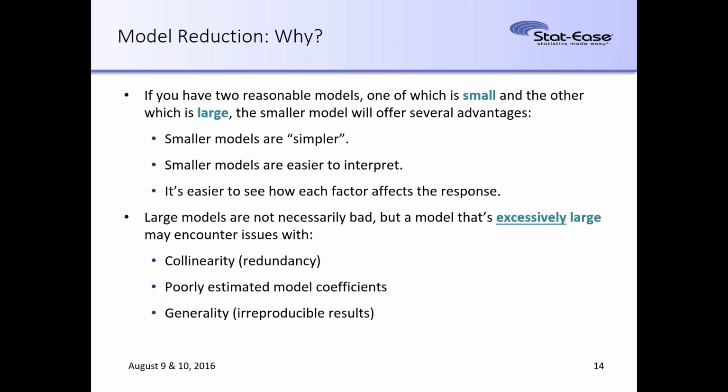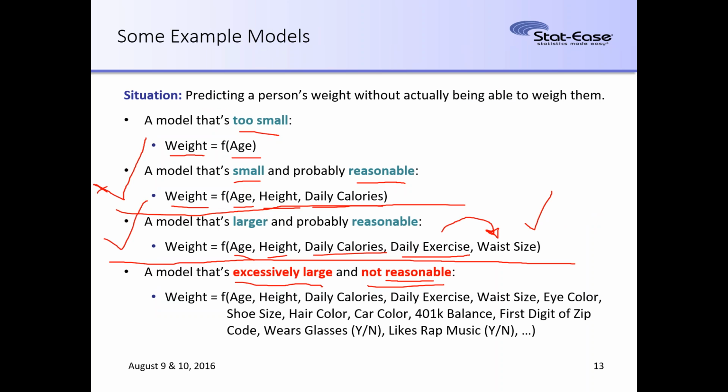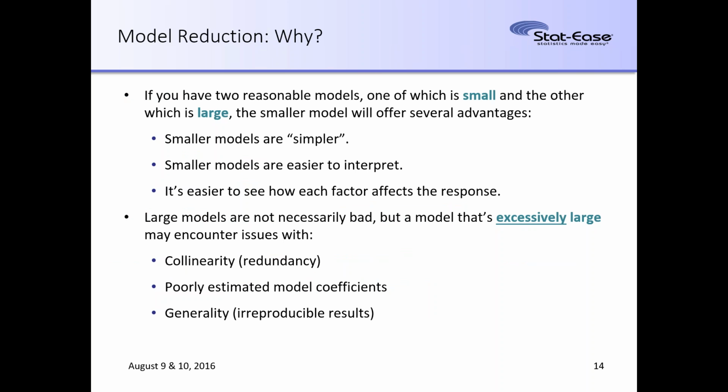If you have two reasonable models, one of which is small and the other of which is large, so for example here we had two reasonable models, the second one and the third one, the smaller model does offer several advantages. Well, A, it's simpler. This isn't rocket science here. It's easier to work with. It's also easier to interpret simply because there's fewer things to look at. There's fewer interactions going on. There's fewer higher order terms. So what you should get is a clearer understanding of how each factor, how each term that you put in the model actually affects the response.